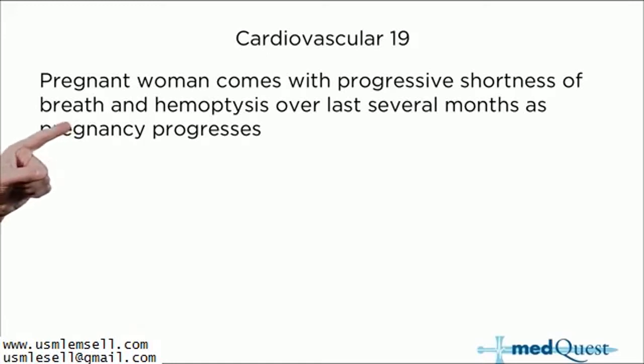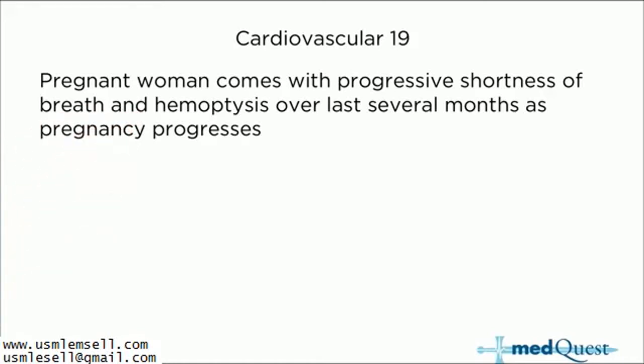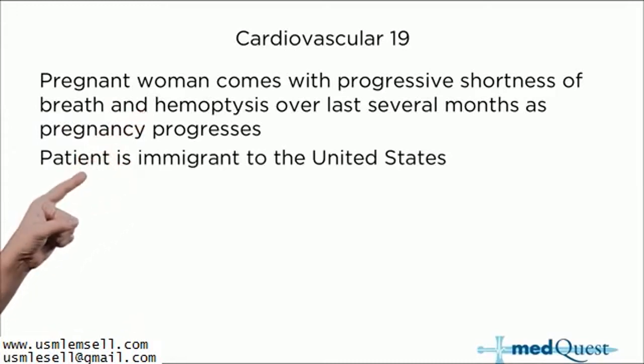Pregnant women increase plasma volume. The increased plasma volume worsens a couple of things. It worsens stenosis the most. Hemoptysis is a sign of pulmonary hypertension.